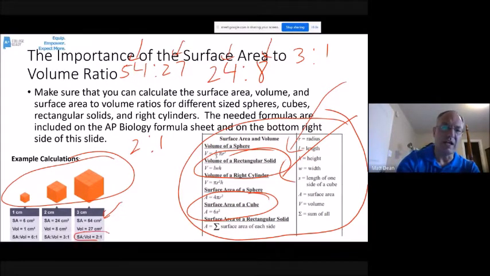So what you're seeing is as the cells get bigger, the surface area to volume ratio gets smaller, from 6 to 1, to 3 to 1, to 2 to 1. So that essentially means it's harder and harder for the cell to transport things in and out as it gets bigger. Now, there's ways around this in biology.